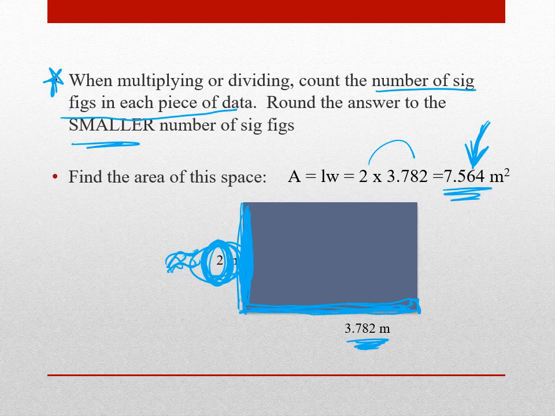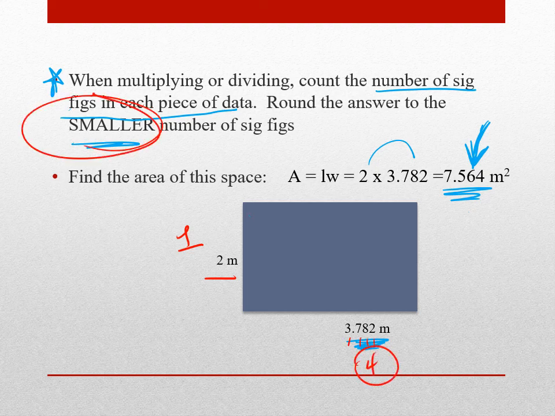So let me erase some of my scratches here. Since that 2 has only 1 sig fig, and this one has 4 sig figs, I'm going to look for the smaller number of sig figs. 1 is smaller than 4. And so my final answer can have only 1 sig fig. So I'm going to take my 7.564 and I'm going to round it to only 1 sig fig.